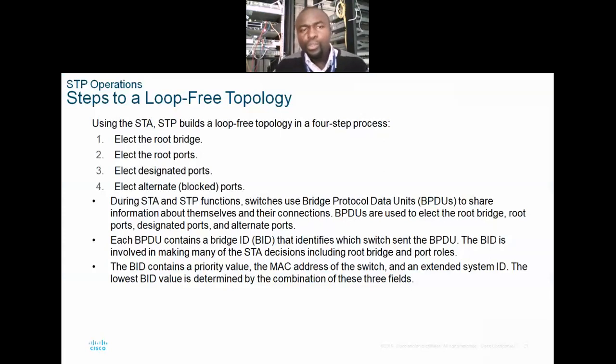So how does it operate? First, it elects what we call the root bridge. It does the election within itself. You select which switch amongst the 3 switches is going to be the root bridge, or the root switch rather. Then it's going to elect the root port. Apart from the root bridge, which is the root switch, it's going to select the root port. Then it's going to elect the designated port, and then it's going to elect the alternate port.